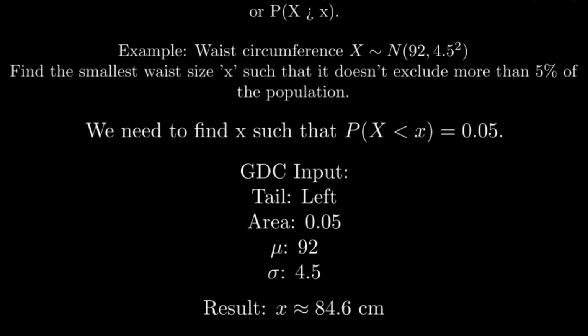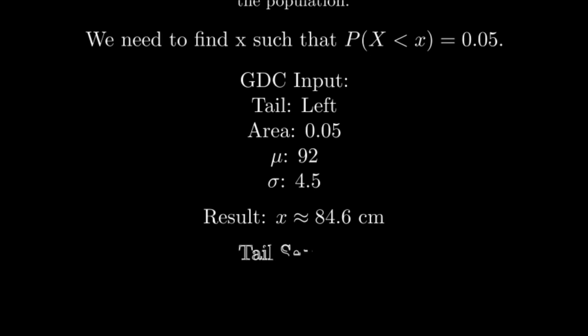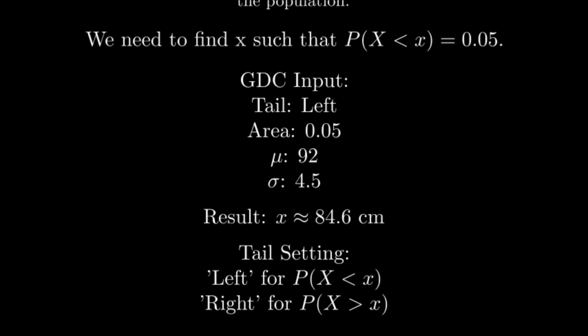Let's quickly discuss the tail setting. If the question is about less than a value, like in this case, you use the left tail. If it's about greater than a value, you use the right tail. So left corresponds to the area from negative infinity up to your value, and right corresponds to the area from your value up to positive infinity.